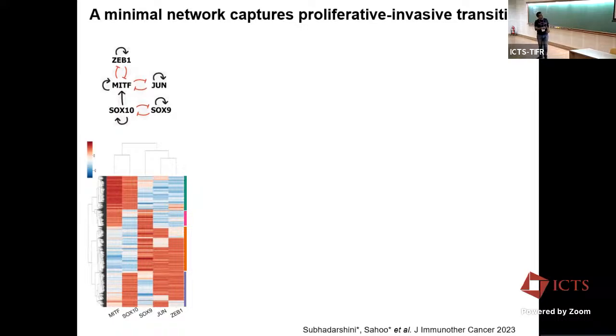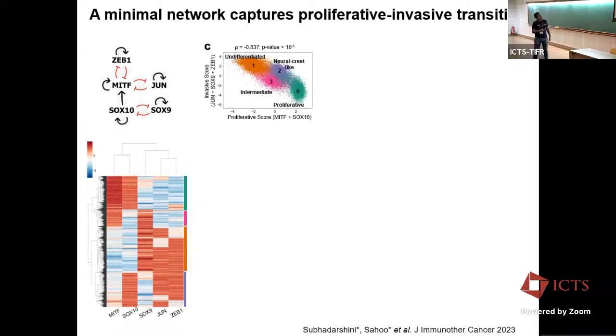So there are these set of solutions where you can notice that MITF and SOX10 are both high and the other 3 are both low. Similarly, there are these set of solutions here where these 3 seem to be high and the other 2 seem to be low, and there are other combinations as well.